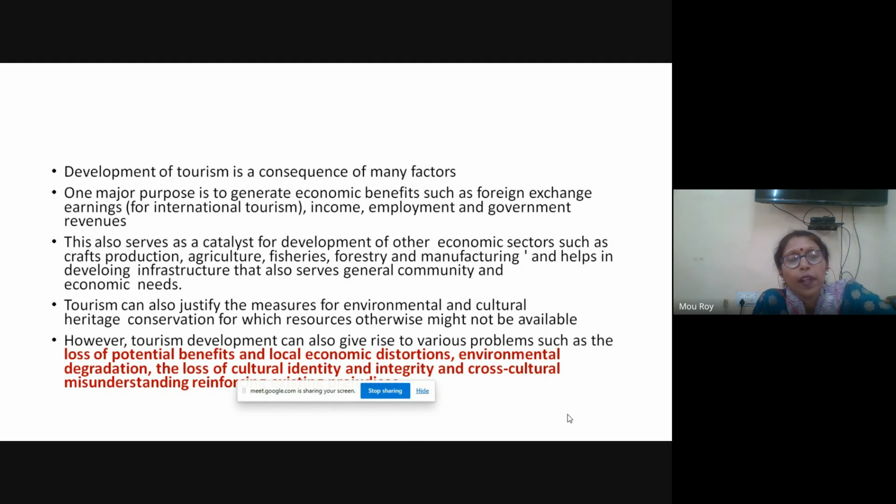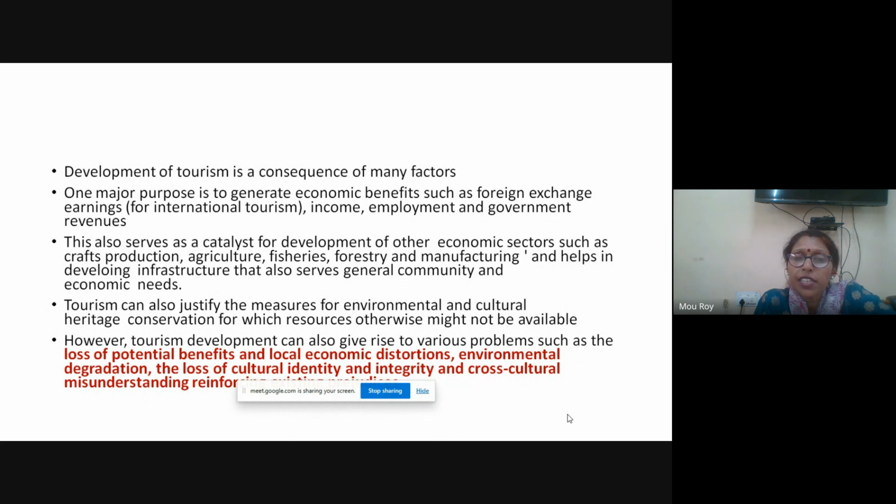So overall, tourism can provide economic benefits and support the conservation efforts. But it is very important to ensure that it is being conducted in a very sustainable manner to minimize the negative impacts on the environment. So, as I told you, there are a lot of positive impacts like earning foreign exchange income, generating income for the local community, providing employment to the local youths, as well as creating revenues for the government.